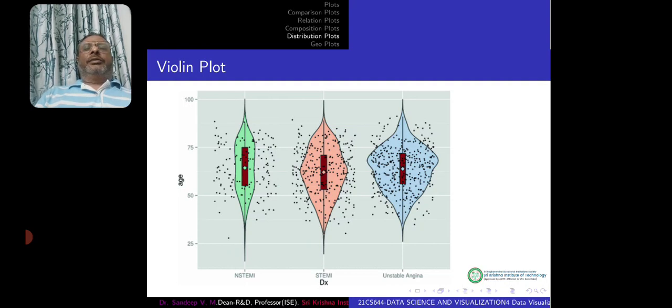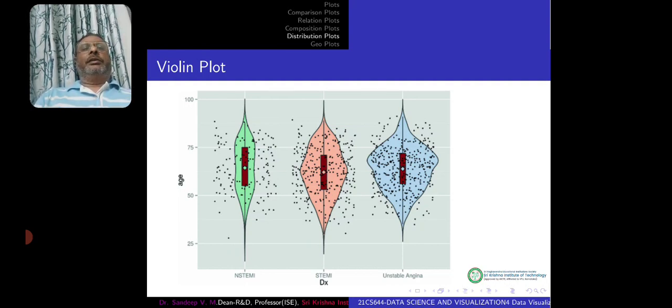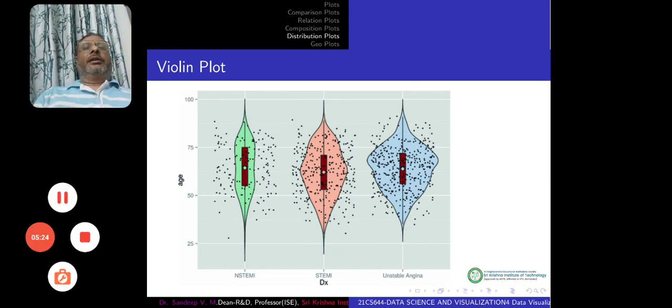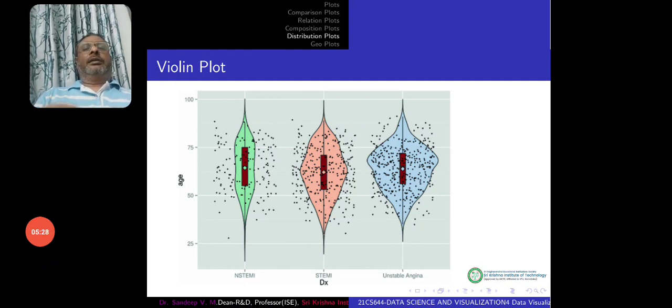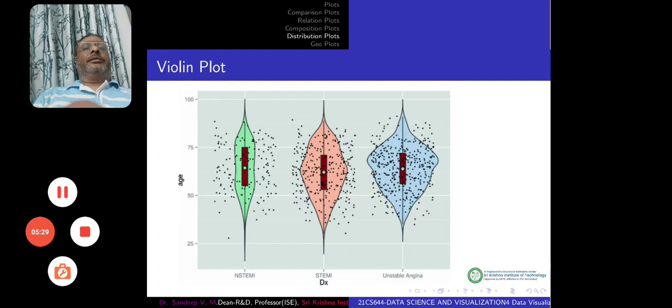So that's about the violin plot and some details about the distribution plots. And next session we start looking at various geoplots and their use cases, their applications.